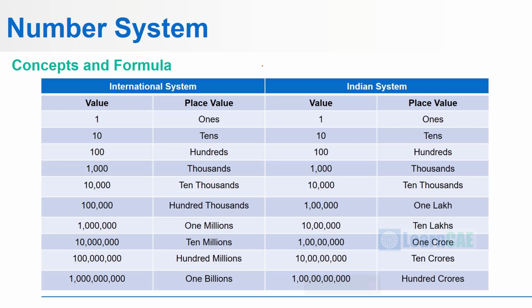Next, we shall see the comparison of numbers between international system and Indian system. Here we can see the value and place value of numbers. Till 10,000 both are same. Beyond that the difference starts coming.